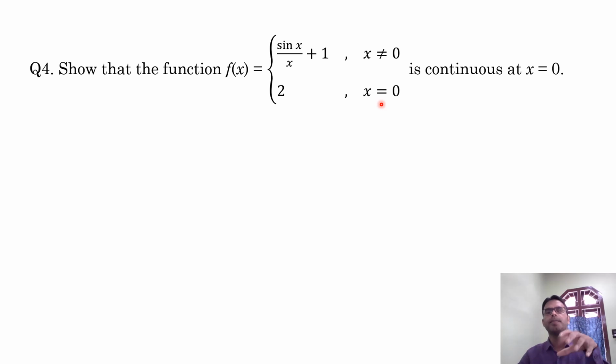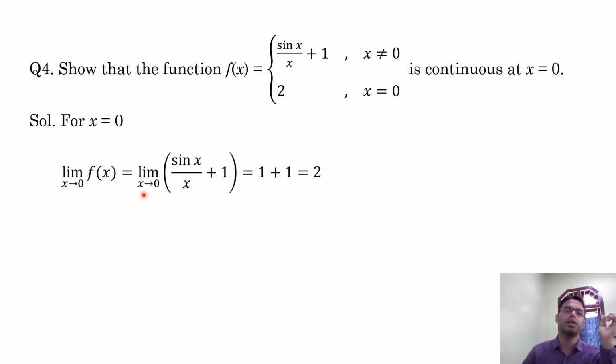It is not compulsory to take the left hand and the right hand limit. But if you want to take the left hand and right hand limit, it is okay. I already did it. Okay, let me take the solution. For x is equal to 0 here, we need the limit value and also the function value.